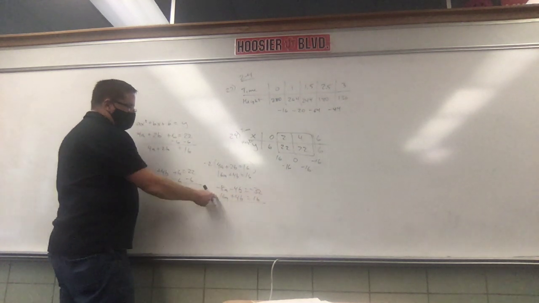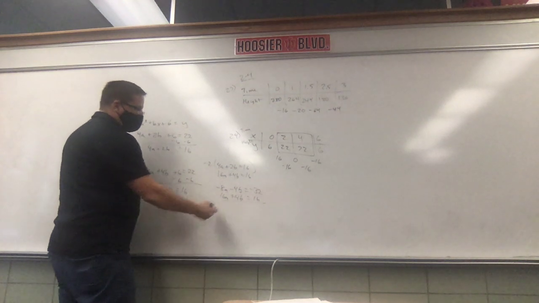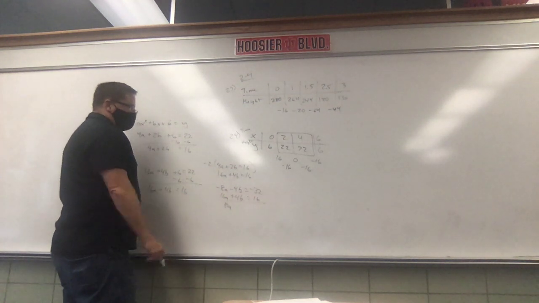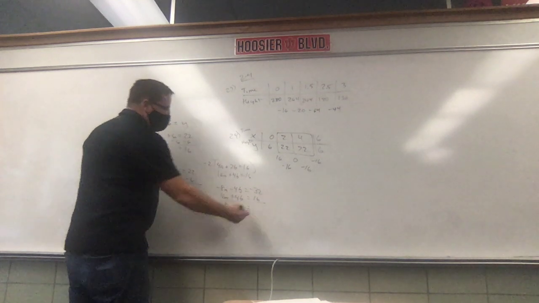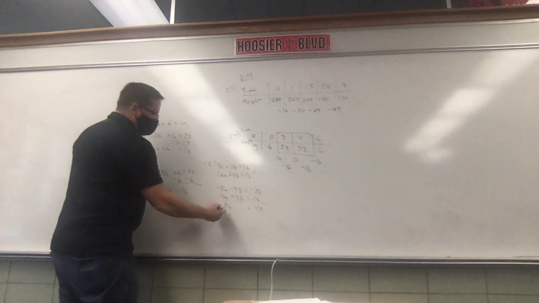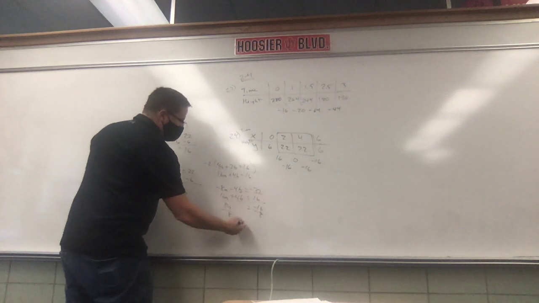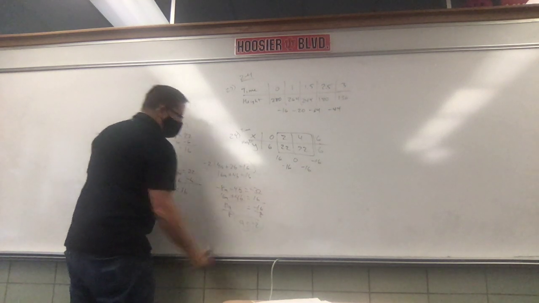Now when I add them up, negative 8 plus 16 is a positive 8a. The b's are gone. Negative 32 plus 16 is negative 16. Then divide by 8, divide by 8, and a is negative 16 divided by 8, which is negative 2.